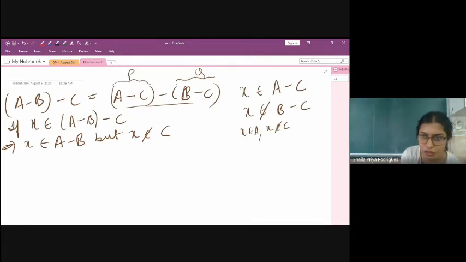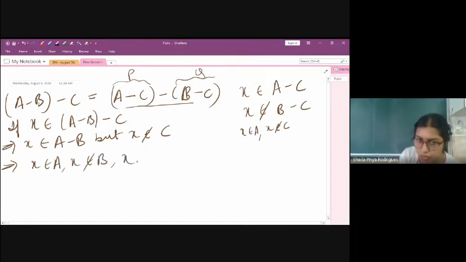We'll write, if x belongs to A minus B, then x belongs to A, but does not belong to B. And we still have x not belonging to C. Okay, we need x belonging to A here, x not belonging to C, that we have with us. Now, another condition x must satisfy is x not belonging to B minus C.